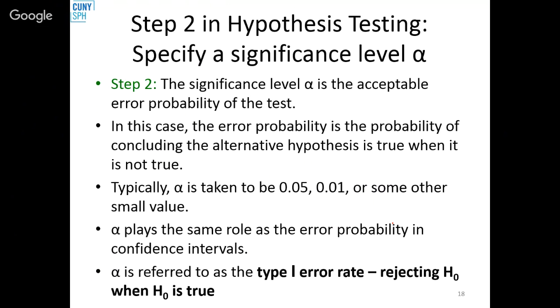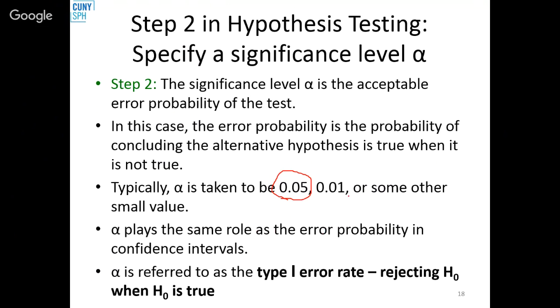That's step one. Step two. Choose that significance level alpha, which is your acceptable type 1 error probability, which is the probability of rejecting your null and accepting the alternative, even though the null is true. And typically, it's taken to be 0.05, almost always.